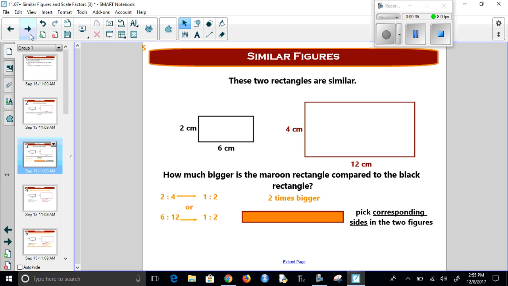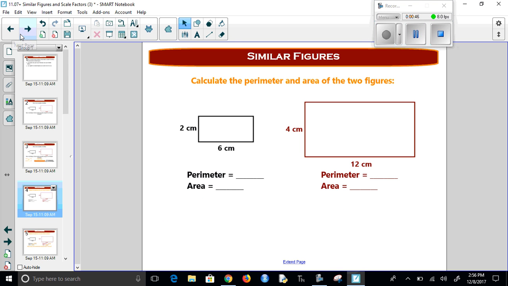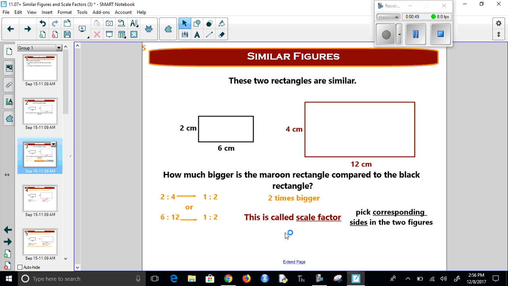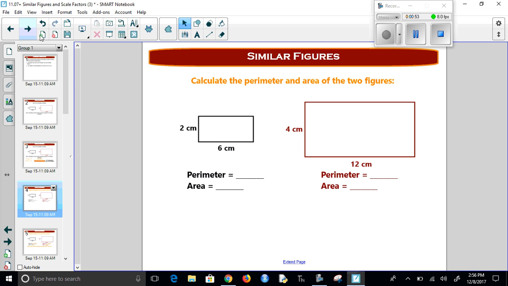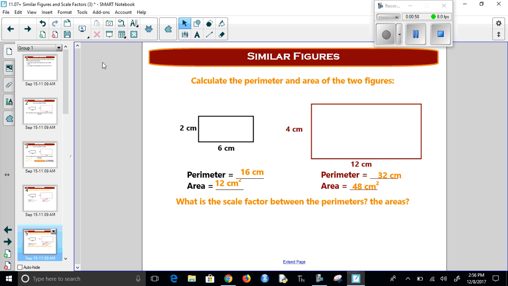So how much bigger? So the scale factor is 2 to 4 or 1 to 2 for all of the sides. And now if we want to see how much bigger the big rectangle is, well, it's twice as big. That's scale factor. And we can find the perimeters for both of them and the areas for both of them. And you can see the perimeter's twice as big. But the area is much more than that. It's actually 4 times as big.